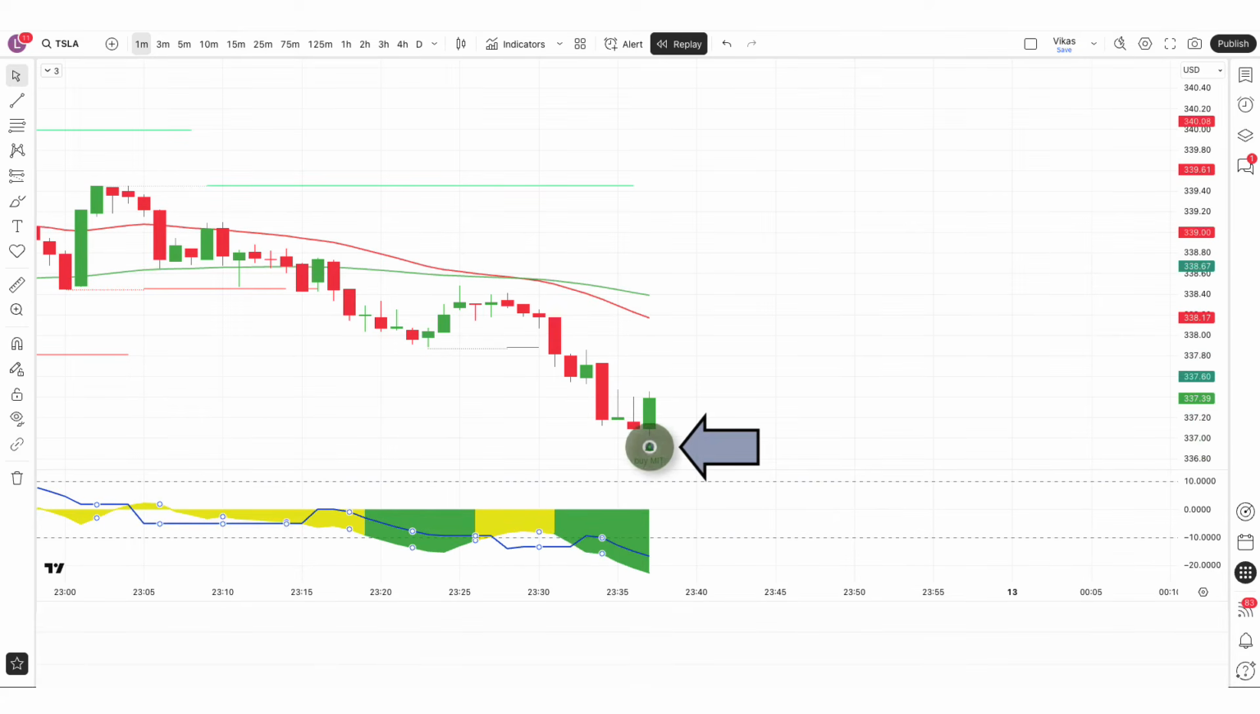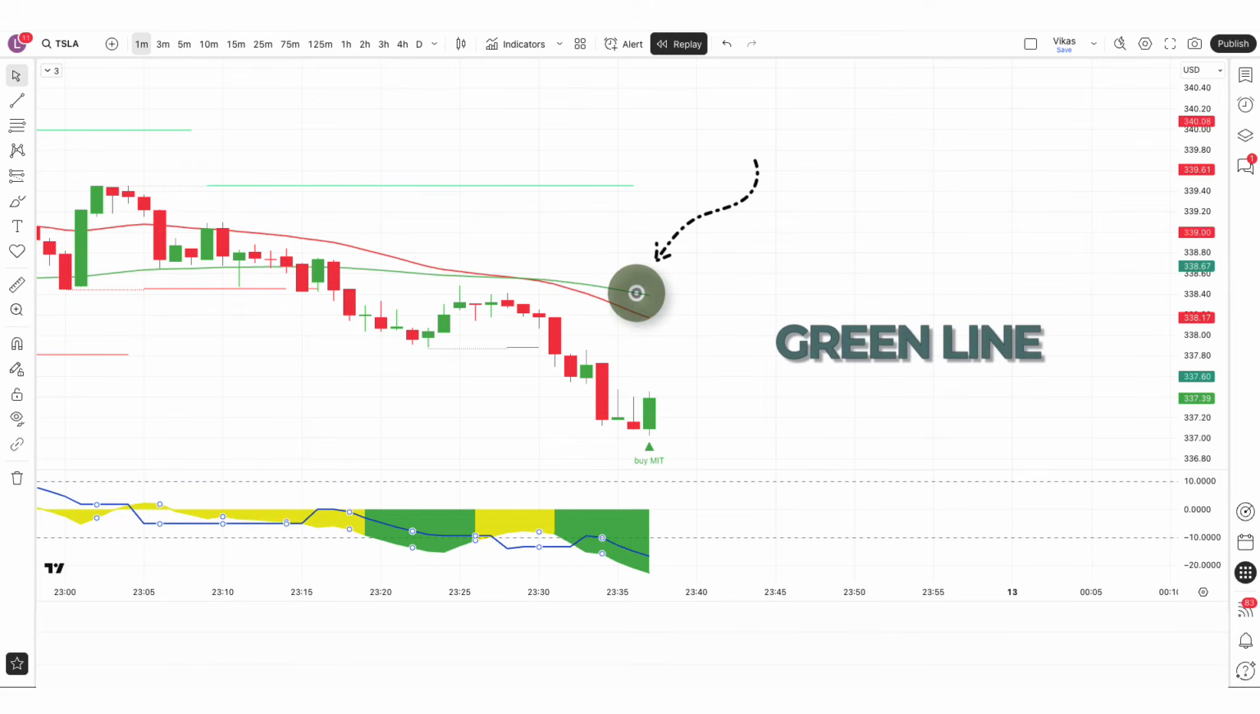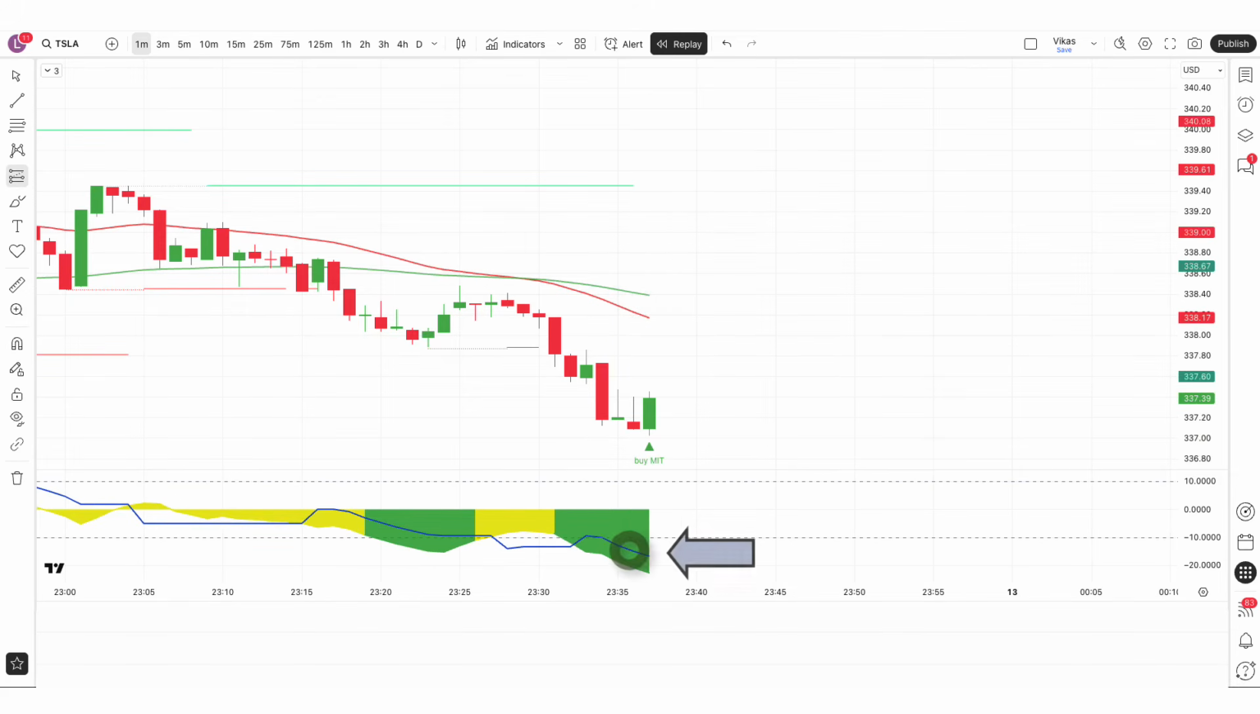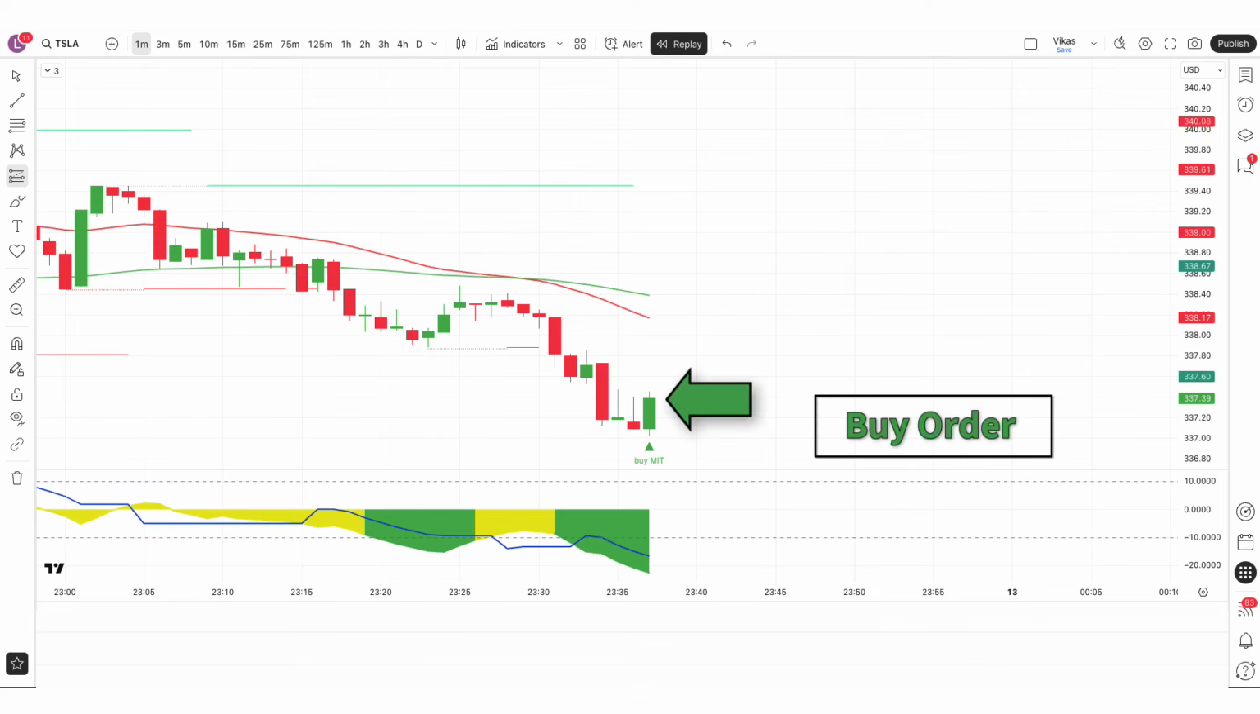Here the AI engulfing indicator gives us a buy signal. Here the scalping pullback indicator shows the green line above the red line. Here the blue line of the NQQE indicator is in the green area. The market forms a bullish candle. If this condition is fulfilled, then we will place a buy order.